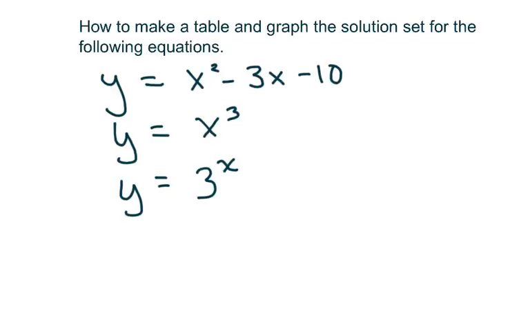Hi everyone. We're going to make a table and graph the solution set for the following three equations on the different sides. Basically we're going to plug in the domain, find the range, write down the ordered pair, and then graph the discrete function. So we're going to do the first one.